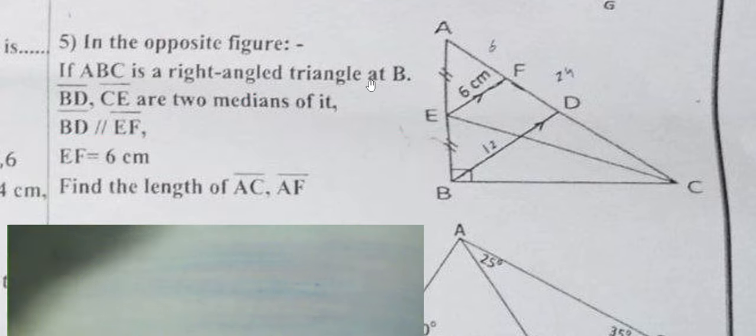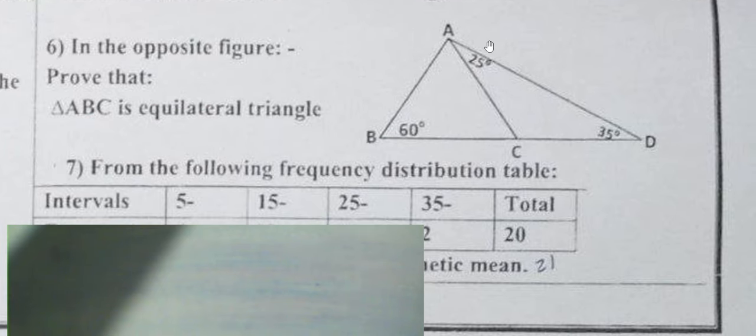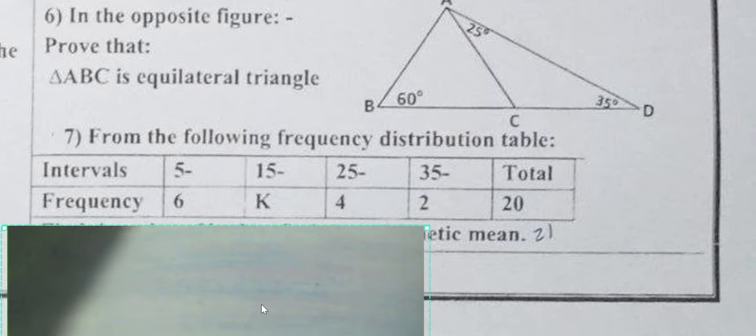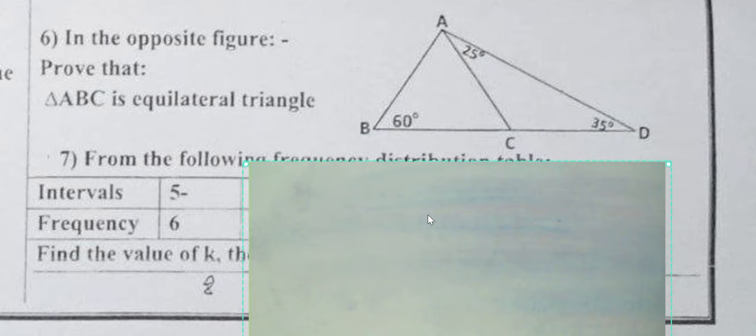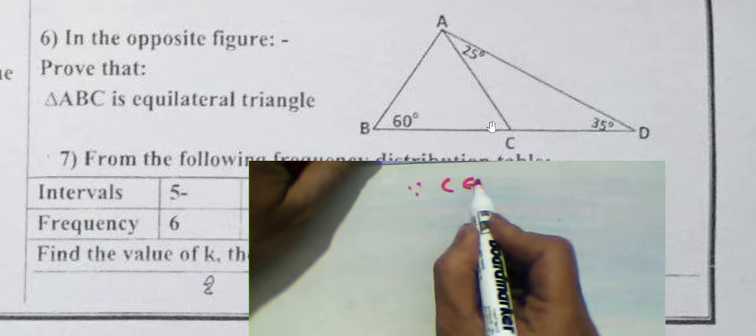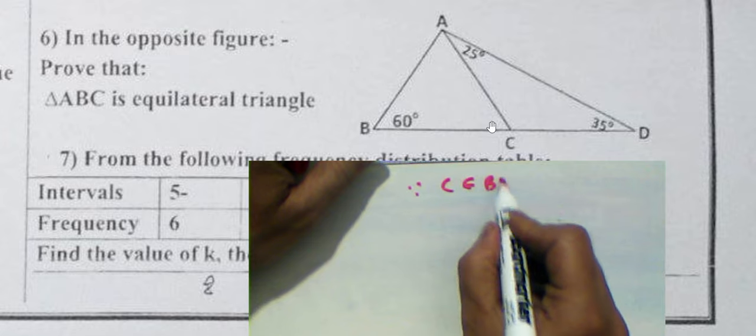Next question. The opposite triangle proves that ABC is equilateral. You want to prove that this triangle is an equilateral triangle. First step, I can find this angle ACB is an exterior angle of this triangle. The measure of angle ACB equals 25 plus 35 equals 60. Such that C belongs to the straight line segment BD.